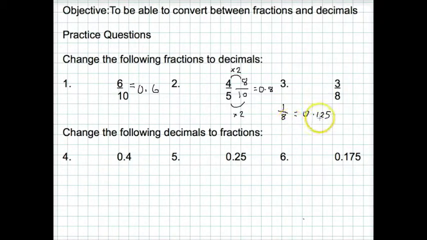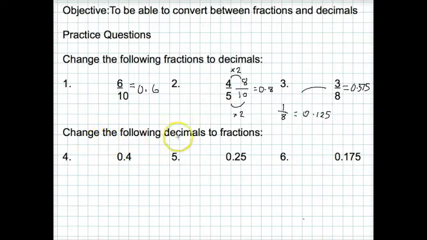Well, if 1/8 is 0.125, if we multiply 1/8 by 3, we're going to get 3/8. And 3 times 0.125 is 0.375. Quite a complicated one, that one.